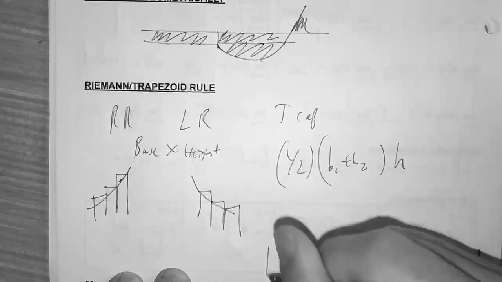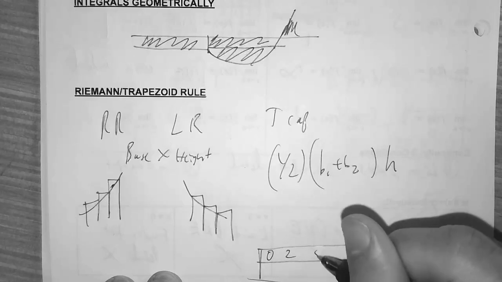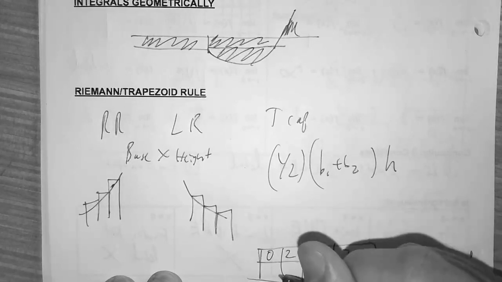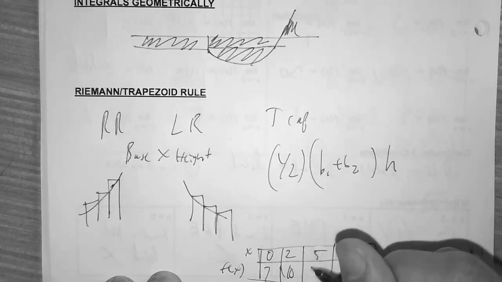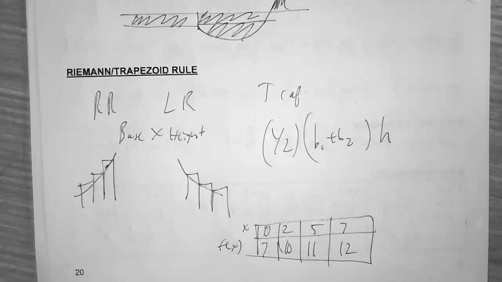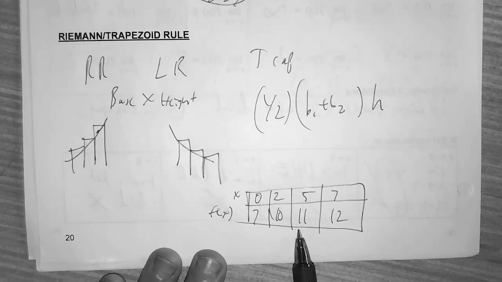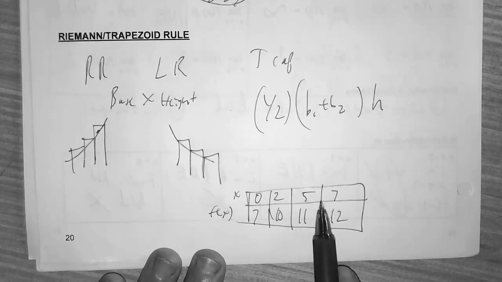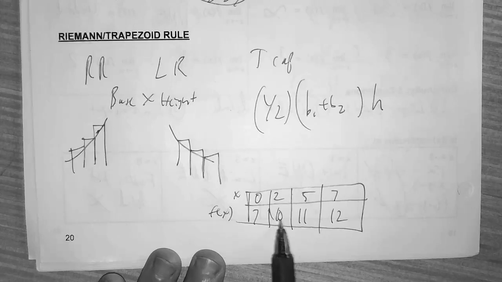All right, if you have a table, x is 0, 2, 5, 7 and f of x is 7, 10, 11, 12. If it's left Riemann, it would be 7 times 2, 10 times 3, 11 times 2. If it's right Riemann, it would be 10 times 2, 11 times 3, 12 times 3. If it was trapezoid, it would be 1/2 times 7 plus 10 times 2, plus 1/2 times 10 plus 11 times 2, right, and so on. Okay?